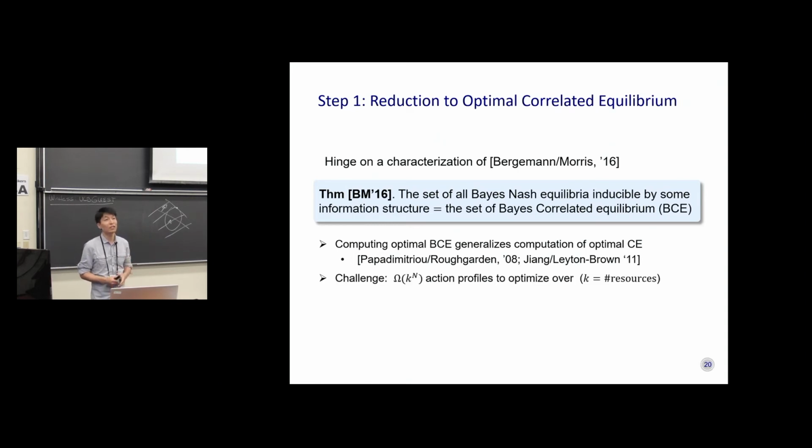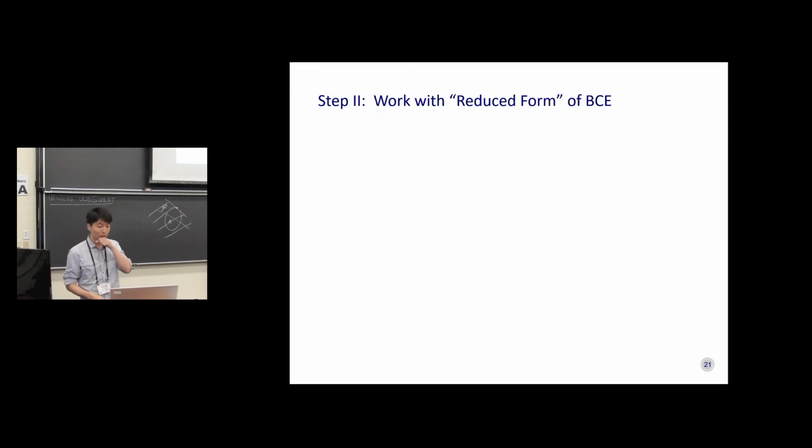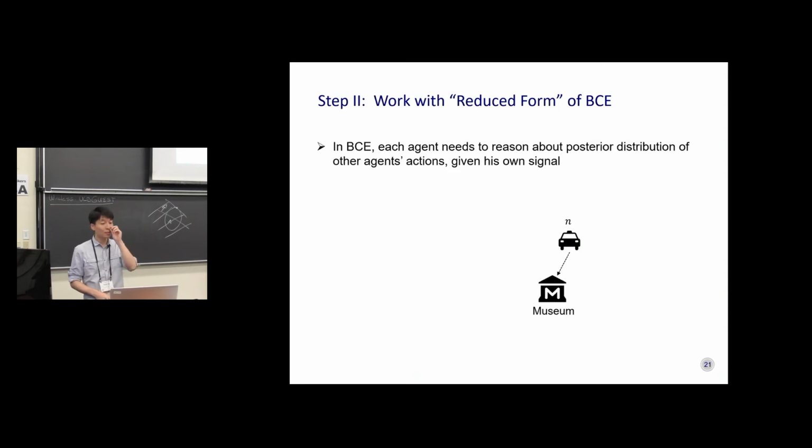The key challenge here is that correlated equilibria need to optimize over exponentially many action profiles, because every driver needs to pick an action. So in total, the number of action profiles is going to be exponential in the number of drivers. That comes to our key technique, which is that instead of working with the entire action profile, which are too many, we're going to work with some kind of reduced form of the Bayes correlated equilibria. In particular, if you recall, in a correlated equilibrium, each agent, when assigned an action, needs to infer the posterior distribution of all the other agents' actions.